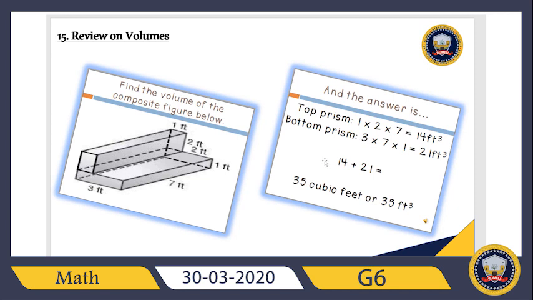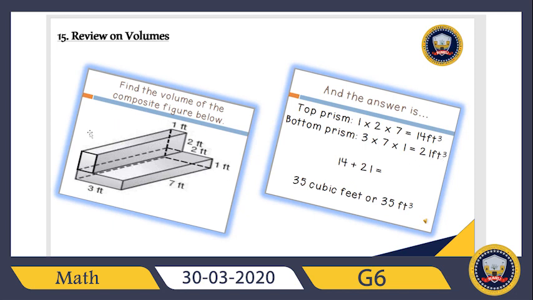Now we will find the volume of the bottom prism, this one. Its length is 7 feet. Its width, what is it? Is it 2? No, be careful. 2 is just from this point to this point. This is the total width. It is 3. And the height is 1. So the volume for this bottom prism is 7 times 3 times 1, length times width times height, which gives me 21 feet cubed.